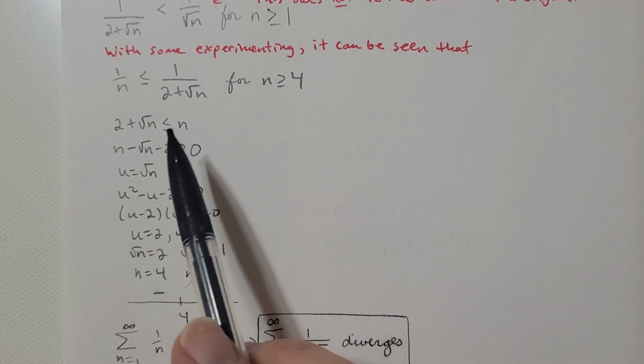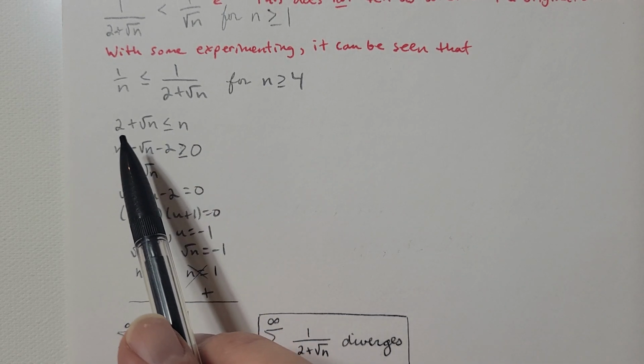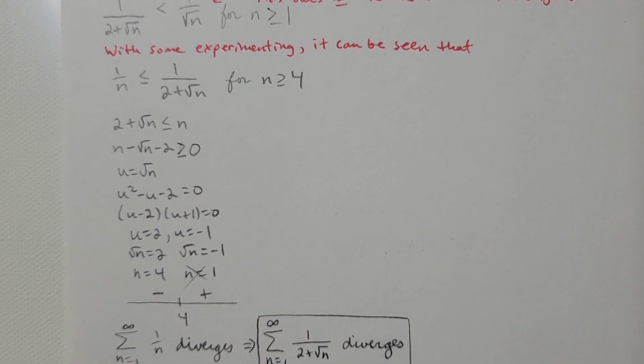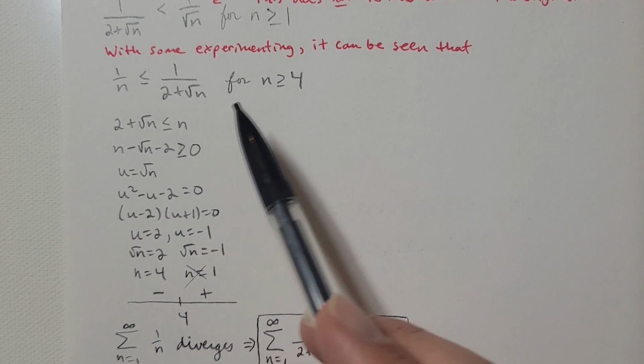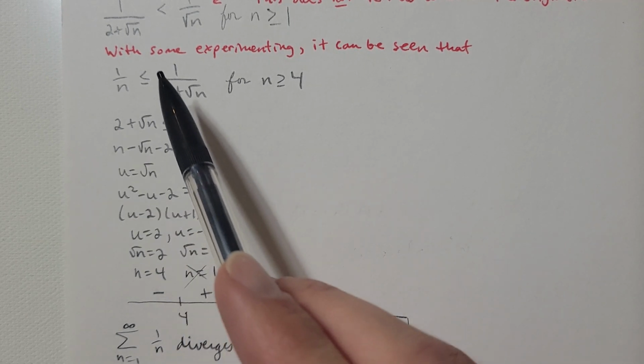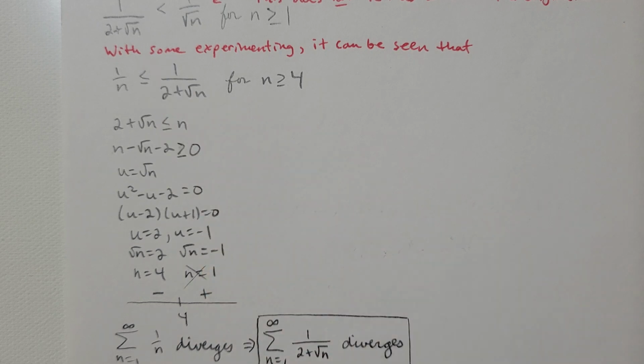So 9 is greater than the square root of 9, which is 3, plus 2 is 5. 5 is less than or equal to 9. That's true. Okay. Any number that's greater than or equal to 4 means that this statement is going to be true. And so this statement here, 1 over n is less than or equal to 1 over 2 plus the square root of n, that's also going to be true, not until n is greater than or equal to 4, though.